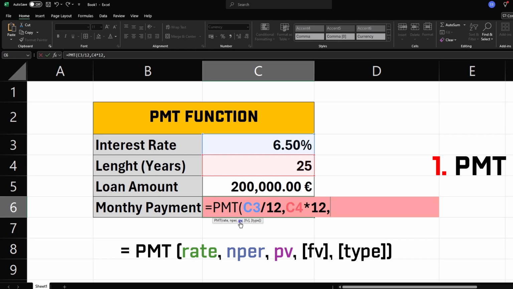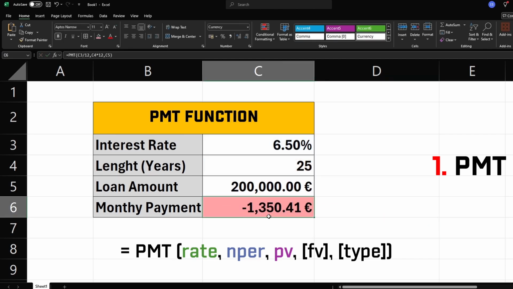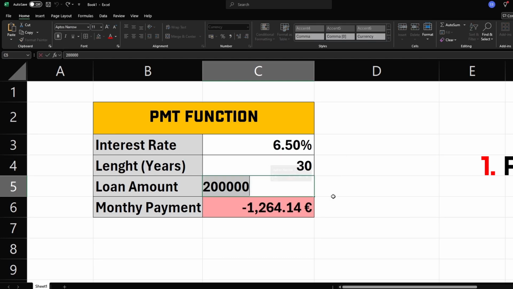Next we select the present value, or the loan amount. And then hit enter and Excel will calculate our monthly payment. It's negative because it's an outflow, money we are going to pay each month for 25 years to repay this loan. And that's it. You now know how to use the PMT function in Excel to calculate loan payments.